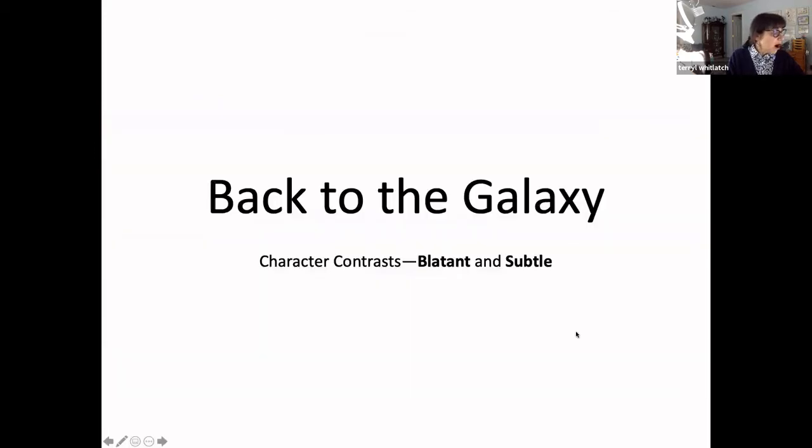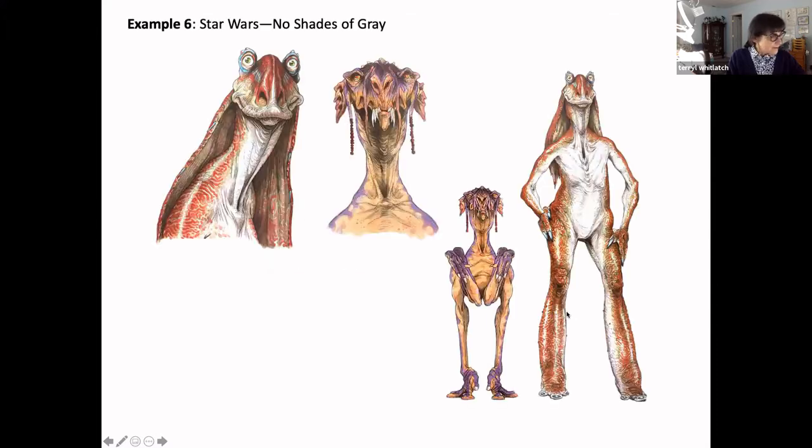Okay, we're going to go back to Star Wars and look at some contrast in character. All right, so here is Jar Jar Binks. He is a very happy, usually upbeat character. He makes a lot of mistakes. He doesn't intend to make mistakes, but it ends up getting a lot of people annoyed at him. But he's consistently cheerful, and his design expresses that. He's got a lot of roundness in his eyes. He's even got some happy colors.